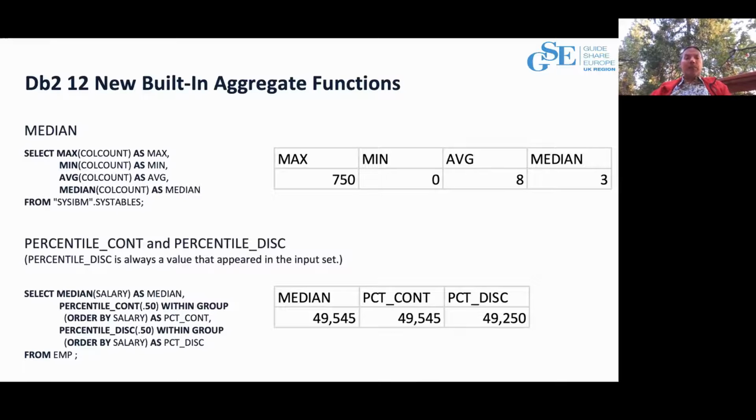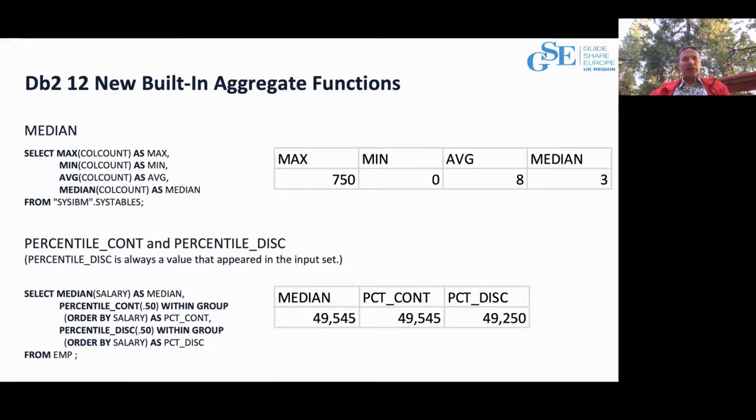Median is just what it sounds like. %cont and %disk are very similar to median, especially if you specify 0.5 as the input, because you can see %cont and median are the same value here against the salary table. %disk basically has to be a value that is in the input data set. So the median value for salary is 49,545, but nobody in the group actually makes 49,545, but somebody in the group makes 49,250. And so that's what the %disk value is. It has to be a value that is in the input data set.